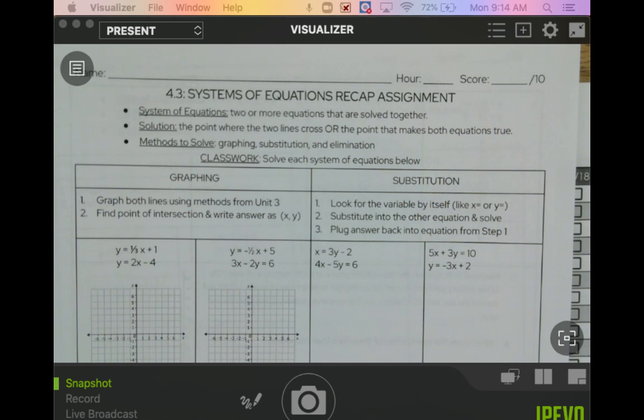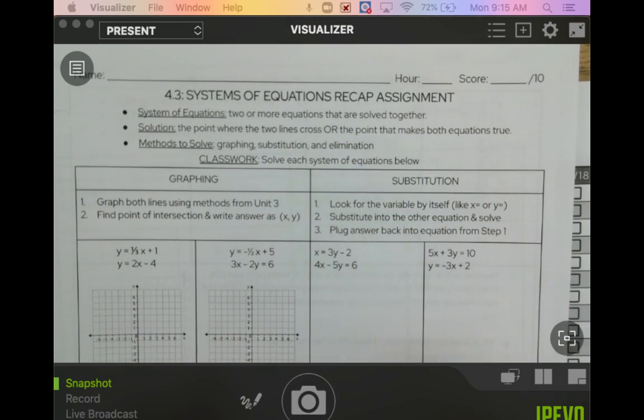So systems of equations means you have two equations together. And the solution is either the point where they cross if you're looking at a graph, or if you're looking at the equations, it's the point that makes both of them true. So you kind of have to solve the equations put into each other, or graph both of them and look at where they cross. And our three methods for solving them are graphing, substitution, and elimination. We're going to talk about graphing and substitution today. We're going to save elimination for 4.4.